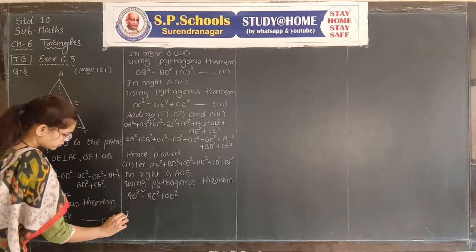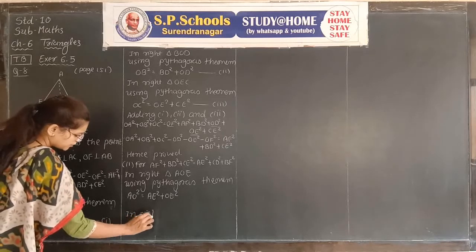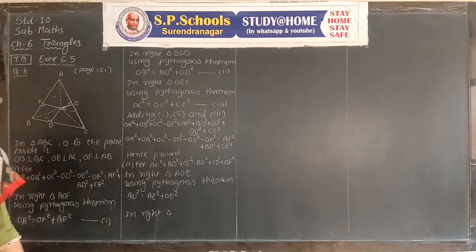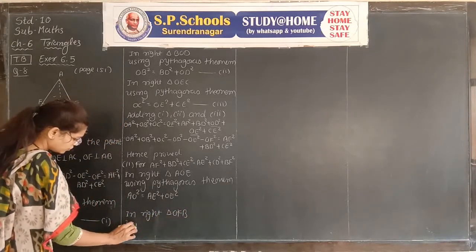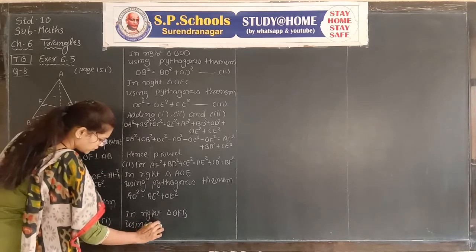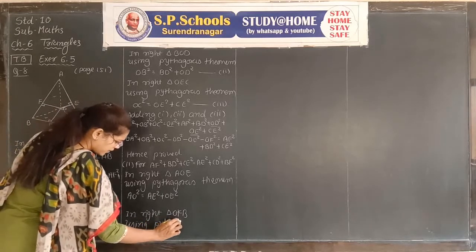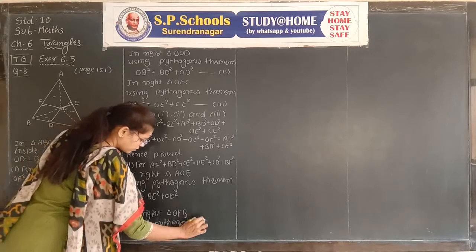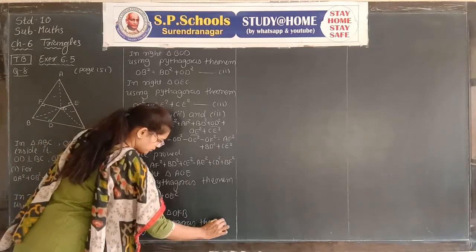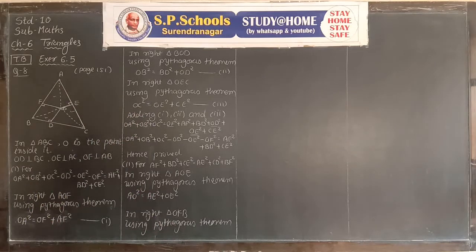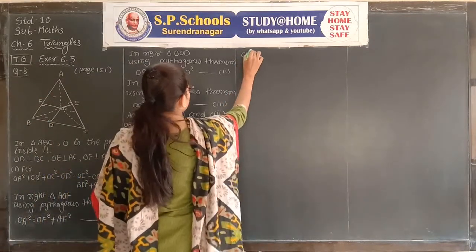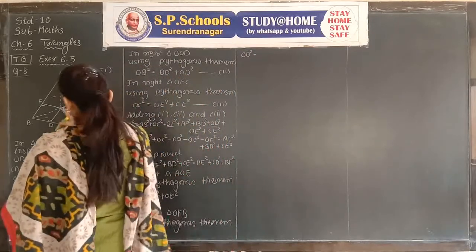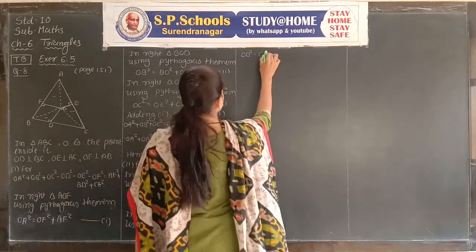Then the second one. In right triangle OFB, using the Pythagoras theorem, the hypotenuse is OB. Square of OB is equal to OD square plus BD square.